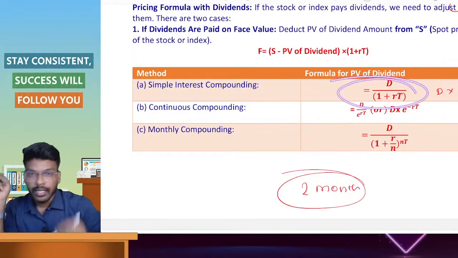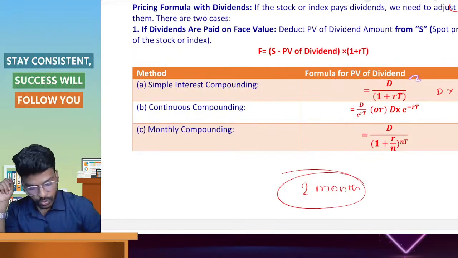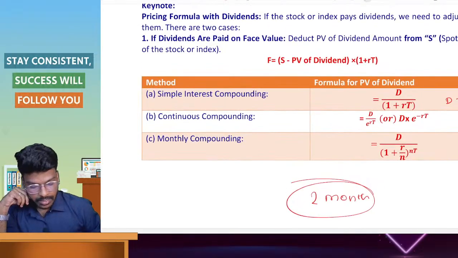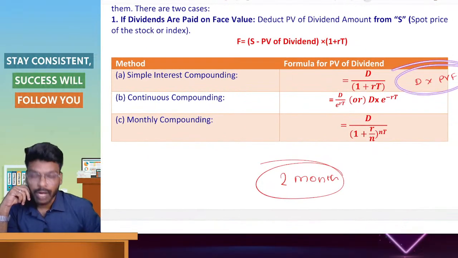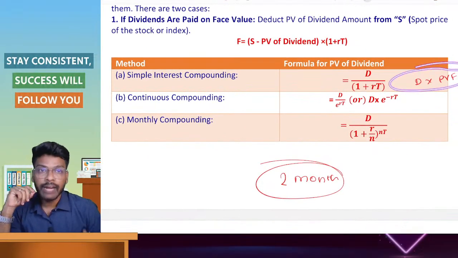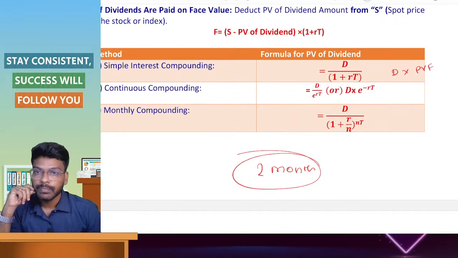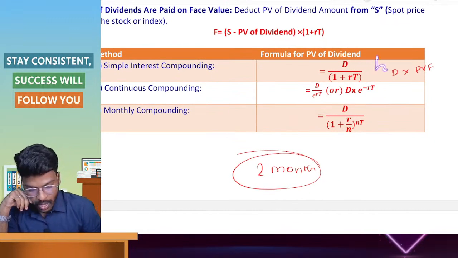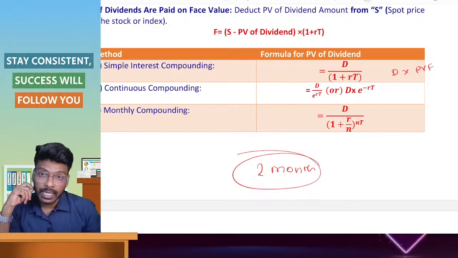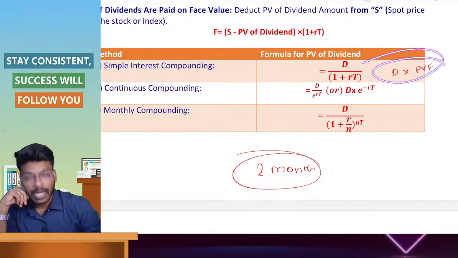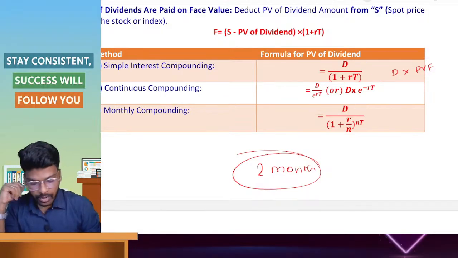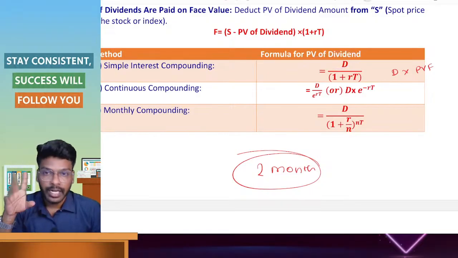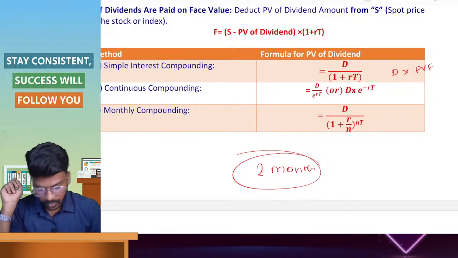To compute the present value of dividend, we have to use these formulas. It is nothing but present value computation, dividend multiplied with the present value factor. This is a future value factor. 1 divided by the future value factor will give you the present value factor. The present value factor will be multiplied with the dividend, or you can straight away put dividend divided by 1 plus RT.